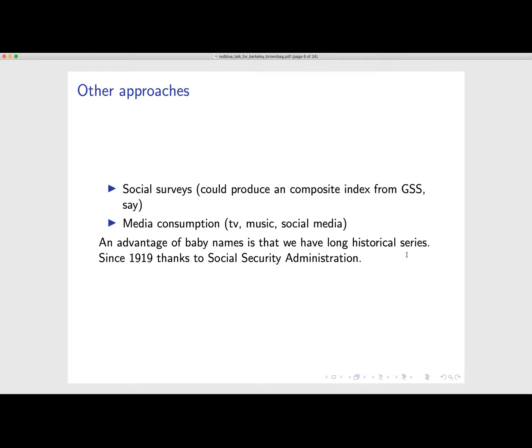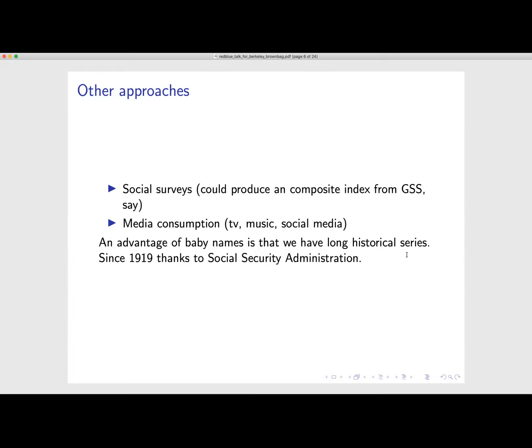You could probably get wonderful media data about who watches Yellowstone, who watches Seinfeld. I don't know, I'm just making this up, but it probably maps very well to the kinds of things that we're going to find here. The reason we're using names is because, first of all, that's kind of where I started. I thought, because I've been working on names, I got this idea, but I think a good rationale for using them is we have this long historical time series. We don't have Nielsen ratings going back to the early 20th century.